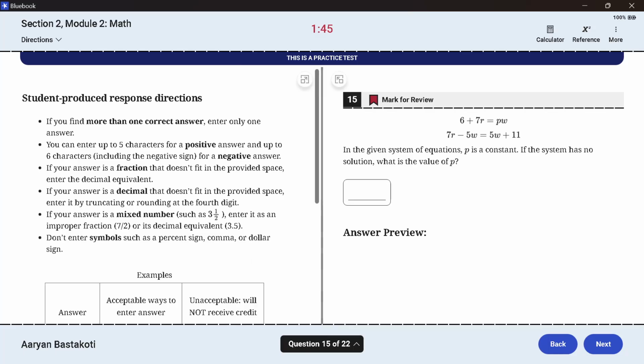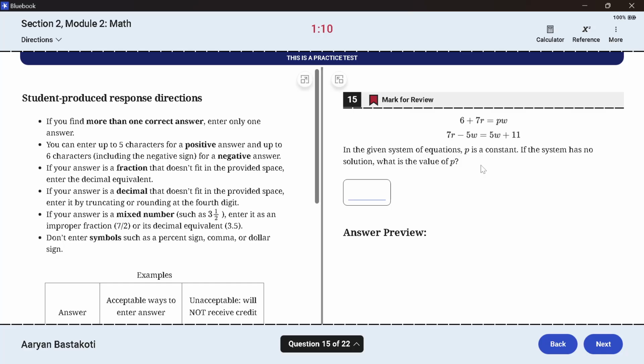I think we are too late for it now, but still, in the given system of equations, p is a constant. If the system has no solution, what is the value of p? Okay, let's put w on one side and r terms on another side. 6 plus 7r equals pw. Then 7r minus 11 equals 10w, right?